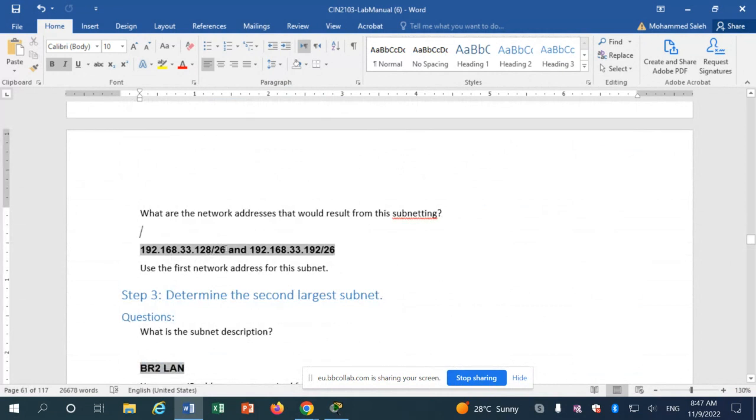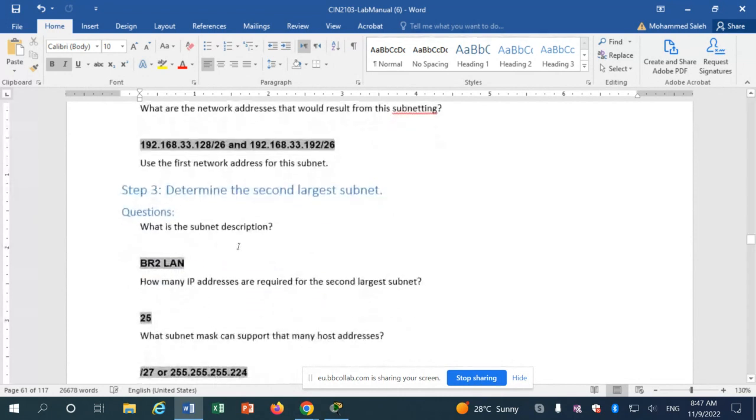So for the first LAN, this is what I wrote here, VR1 LAN, okay? By the way, what is the broadcast address for this LAN? 191. Very good. What is the first usable IP address? Very good. So we all agree on this. Please follow my way. This is the correct way, inshallah.